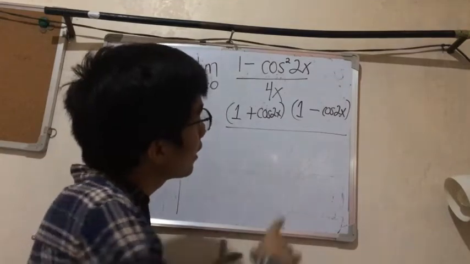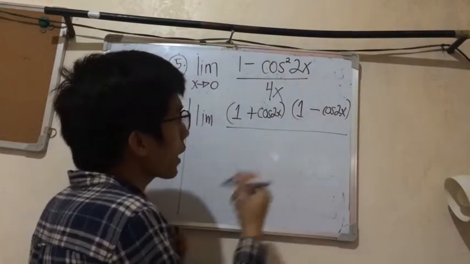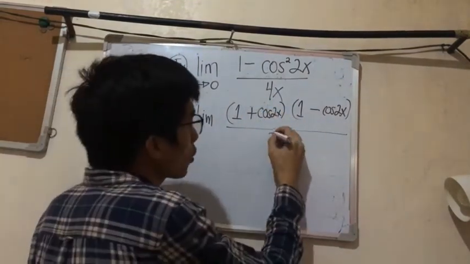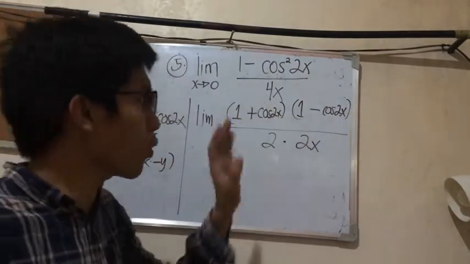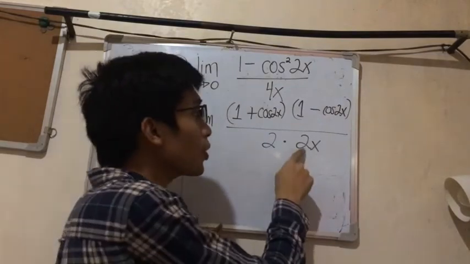In the denominator, we have 1 minus cosine 2x. So we can also separate that 1, 2 times 2x, because 2 times 2x is 4x. Why did I separate that one? Simply because I can use 2x here.